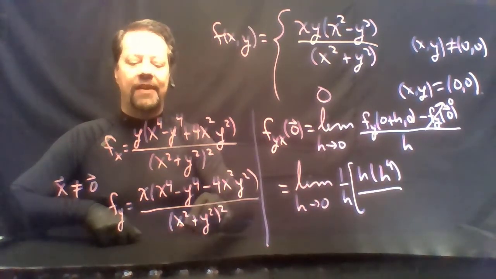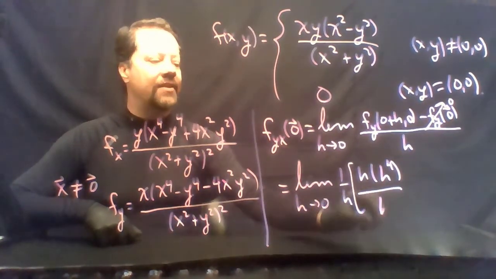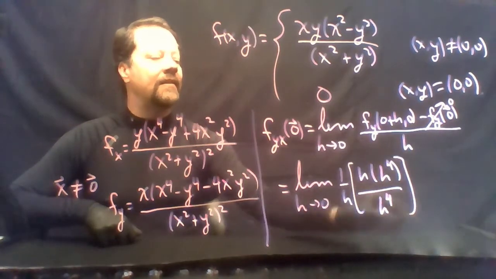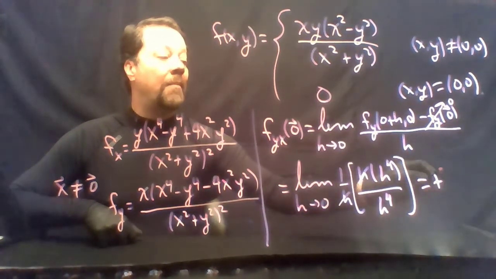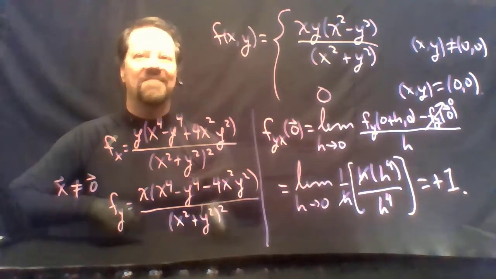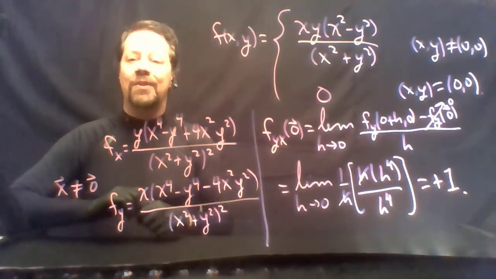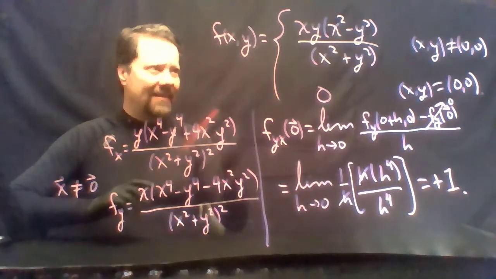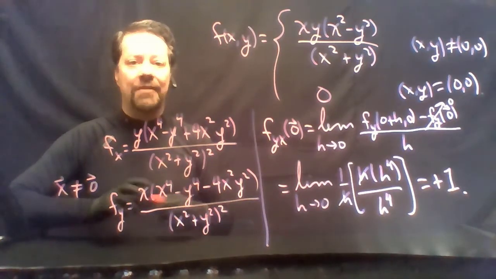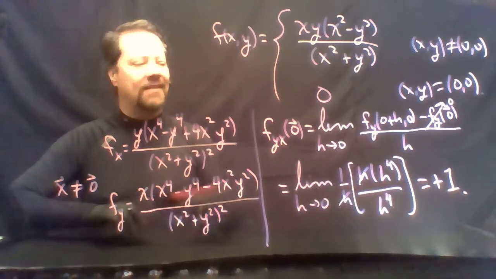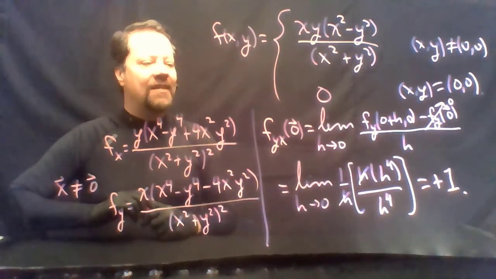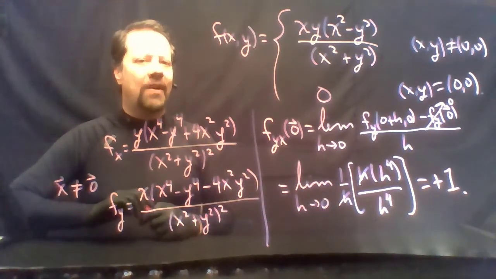And here we have h squared squared. That's h to the fourth because y is 0. The limit is obviously positive 1 now. So the mixed second order partials are not equal. This is a very simple rational function except at the origin where we've patched a hole to make it continuous. And yet the mixed second order partials are not equal.